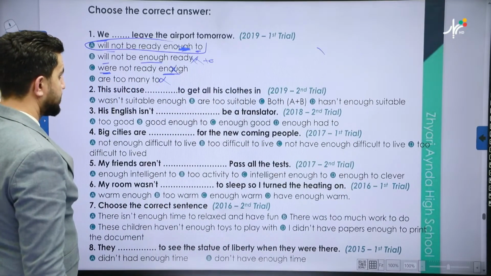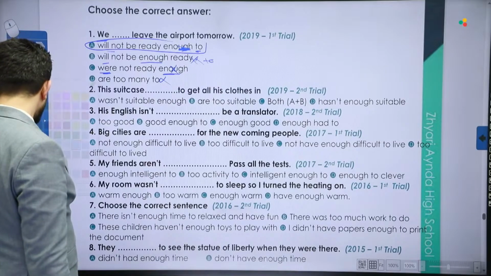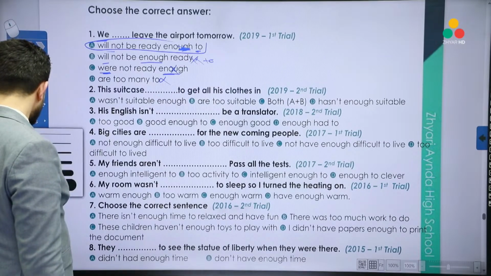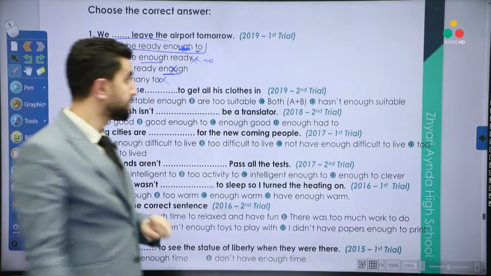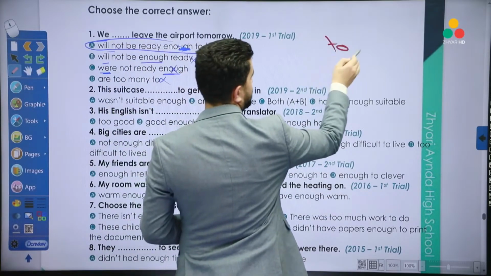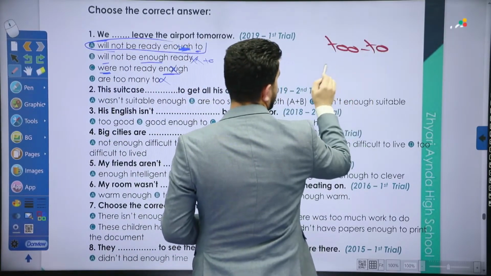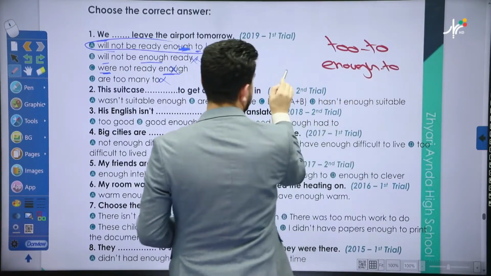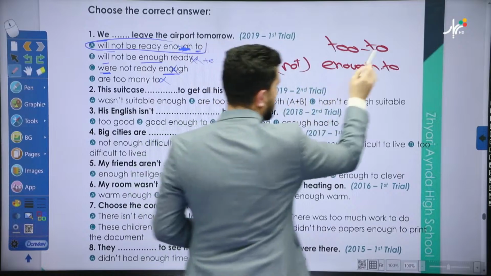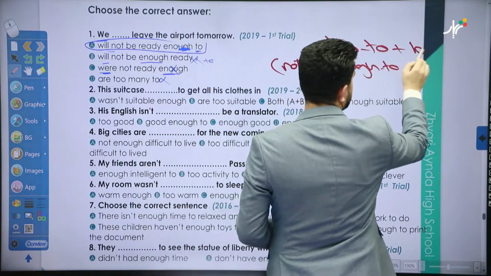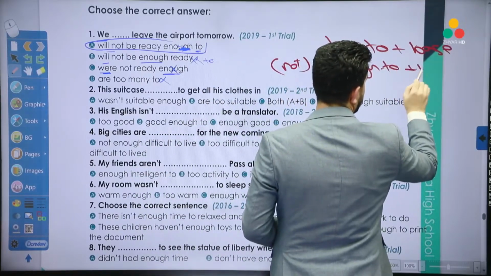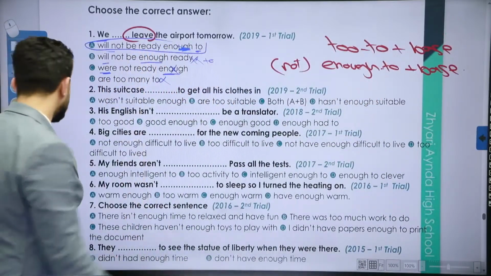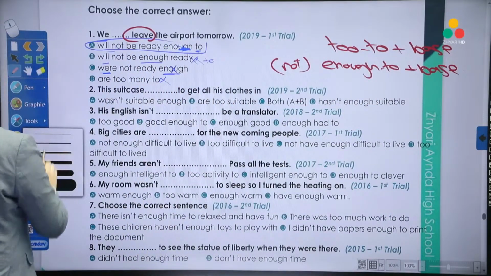Let me use another color so that you are aware what we mean here. Look at here. The rule is like this: to, enough, not enough, to. Enough is followed by base, these two. Don't forget, it's followed by base. So leave is a base, that's why. Very good. So the first one is like this.